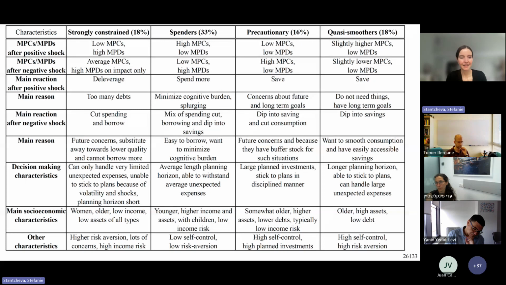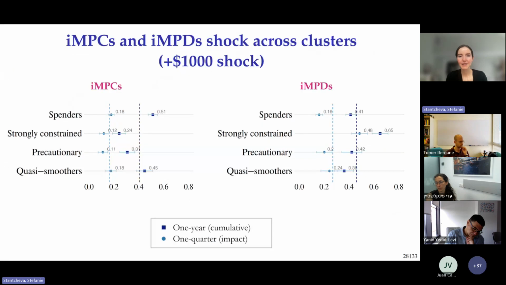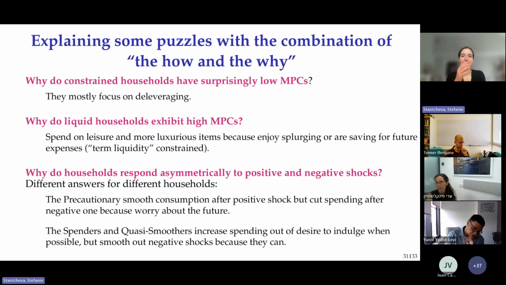Great. So the last thing in the last few minutes that I wanted to show you is this question of using this combination of the qualitative answers and the quantitative answers to explain some puzzles that are out there. And I'll do this very briefly verbally here. So one puzzle that's out there is, why do constrained households have surprisingly low MPCs, where surprisingly is relative to our existing standard models. And we saw this in multiple places in the talk.